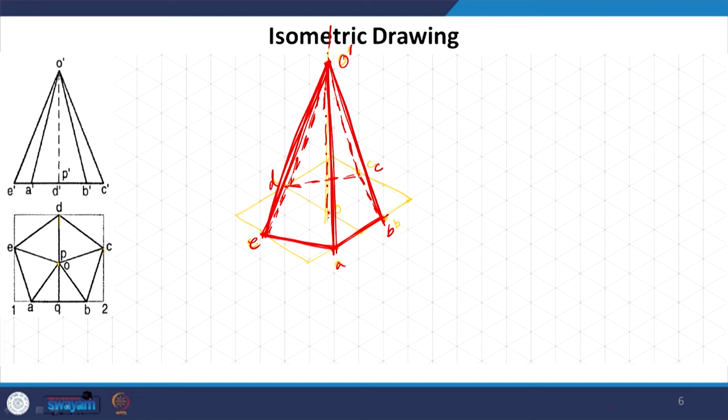There are different line types to be used. This is our point O in the base. Very simple. I hope you are able to understand the steps here.